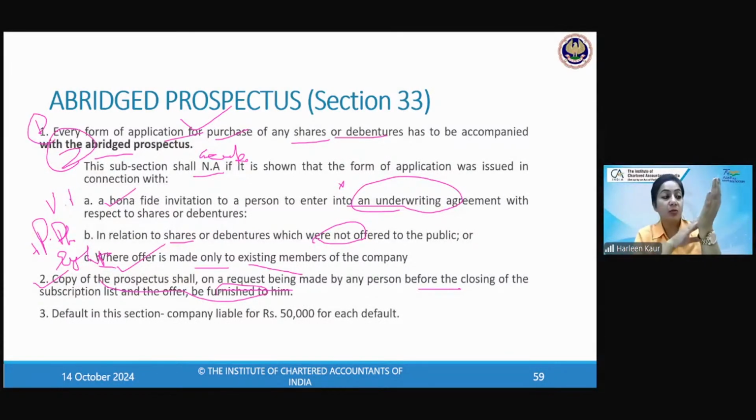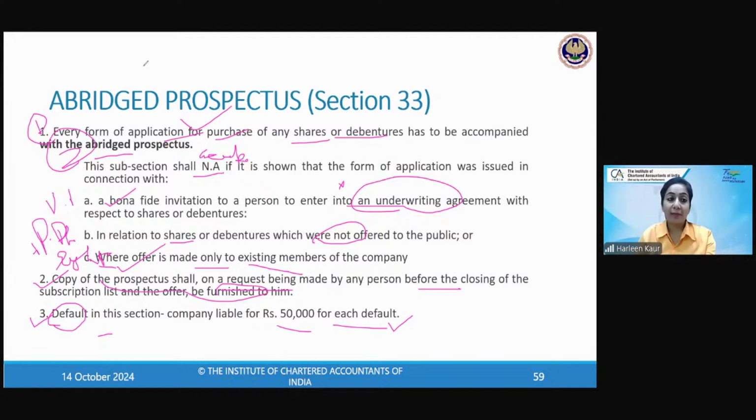Suppose I'm seeing the abridged prospectus of ABC Limited and I say that, okay, this company really seems to be interesting. Before closing of the subscription list, I demand the full prospectus, then I should get the copy of the full prospectus also, so that I can take a wise decision as an investor. Point number 2 done. Point number 3 is very interesting. Default in this case: the company shall be liable for 50,000 rupees for each default.